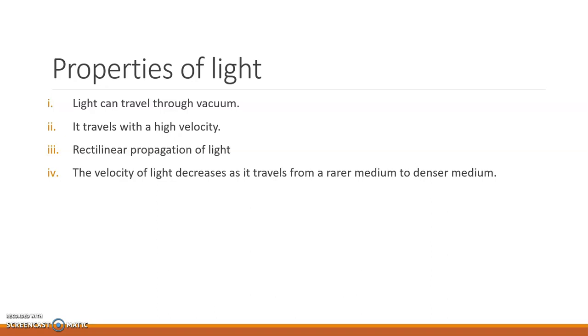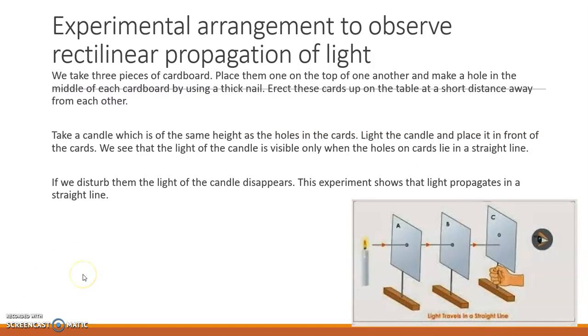It always travels in a straight line, so this property I have written as rectilinear propagation of light. And then the velocity of light decreases as it travels from a rarer medium to a denser medium. Now, let's see an experiment to observe the rectilinear propagation of light.